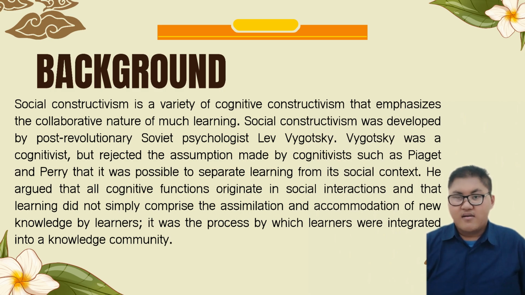So, Vygotsky was a cognitivist but rejected the assumption made by cognitivists such as Piaget and Perry that it was possible to separate learning from its social context. He argued that our cognitive function originated in social interaction and that learning did not simply accomplish the assimilation and accumulation of new knowledge. It was the process by which learners were integrated into a knowledge community.